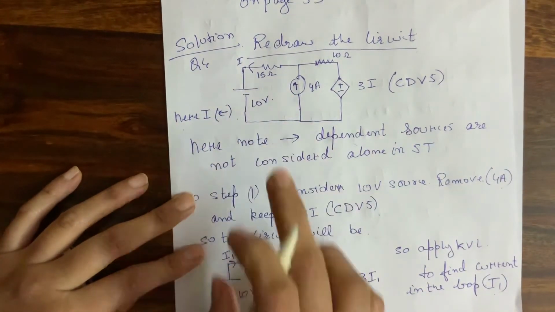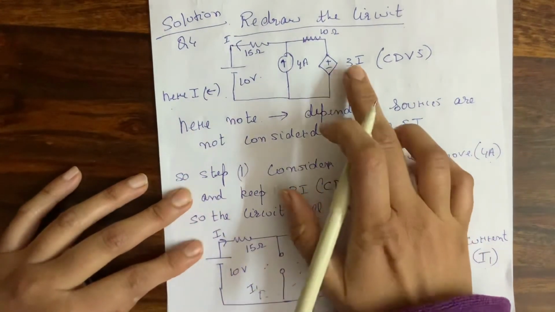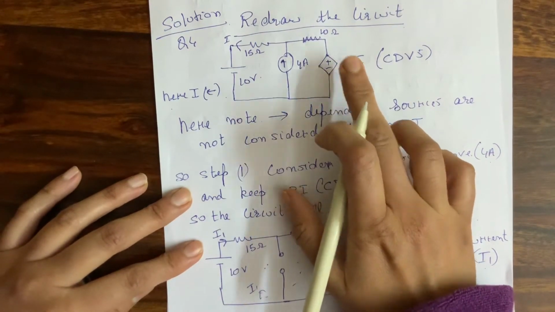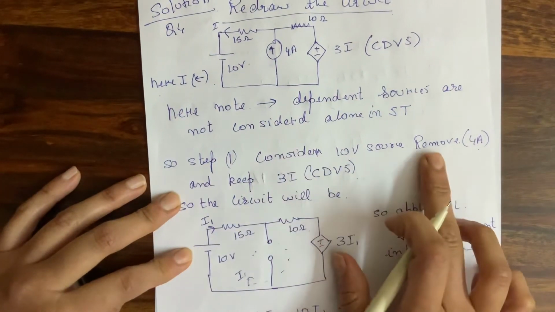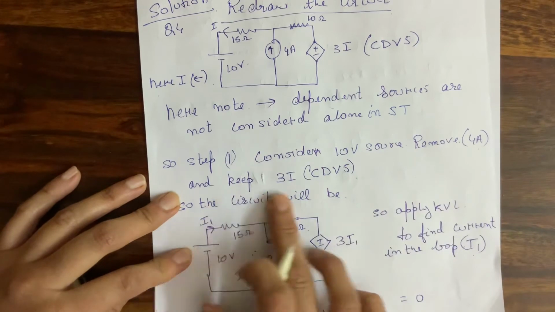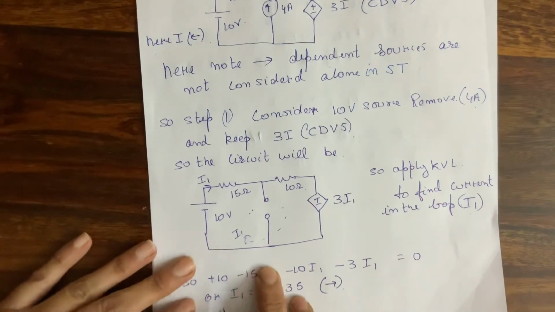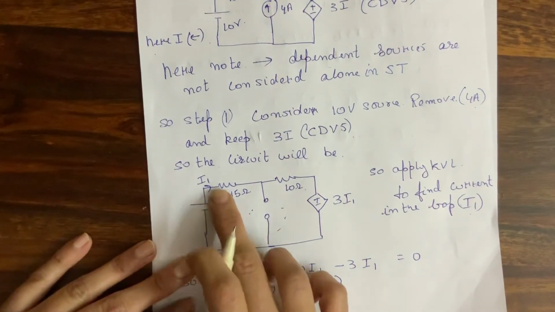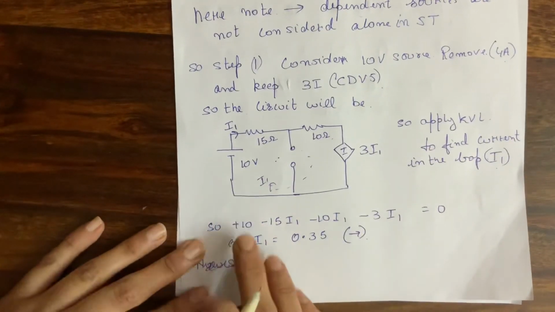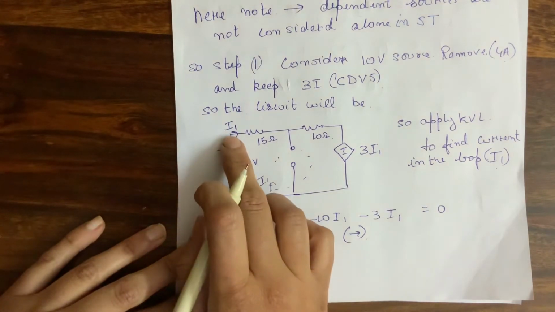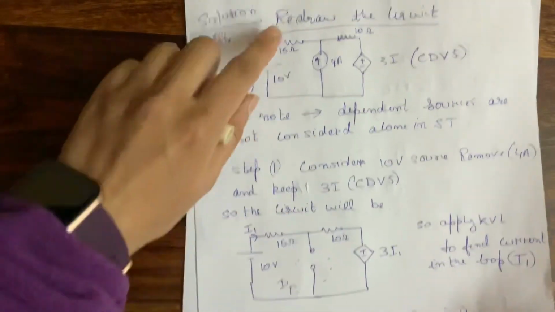Step 1 is to consider the 10 volt source and open circuit the current source given in the circuit, and keep the dependent source as it is, and also the resistances in the circuit as they are. So my step 1 is to consider the 10 volt source and remove the 4 ampere source and keep 3i, which is a current dependent voltage source. So my circuit will become this. Here we can see, since these limbs are open now, this is a simple circuit in which we can find the current through KVL. So applying KVL, I find I1, which was flowing in this direction as shown because of this source, as 0.35.